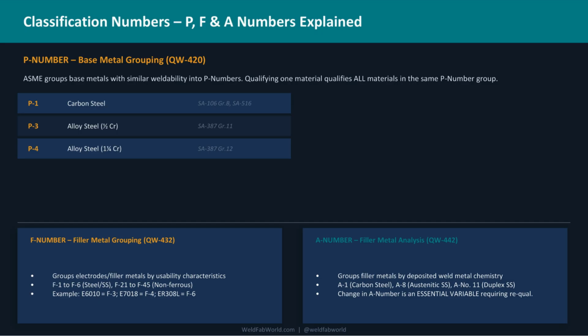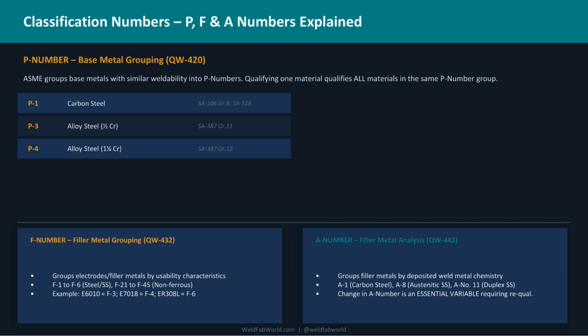ASME uses a numbering system to group materials and consumables. Once you understand it, the code becomes much more readable. P numbers group base metals with similar weldability into families. The big benefit: qualify one material in a P number group, and you've qualified all materials in that group. The key ones: P1, carbon steels, SA 106 grade B, SA 516. The most common in pressure vessel work.